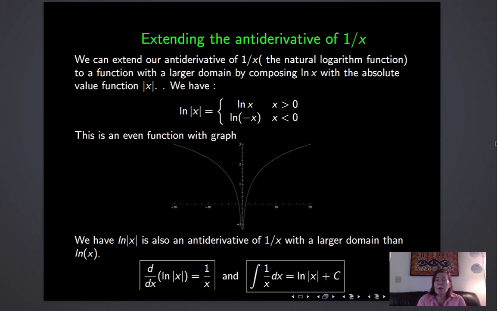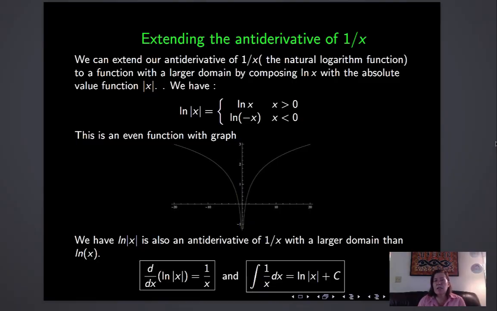Again, remember that the absolute value of x is really a piecewise defined function in a single expression. So the natural log of the absolute value of x is also a piecewise defined function, and we've written down its full definition here. It's equal to the natural log of x if x is positive, and the natural log of minus x if x is less than 0.